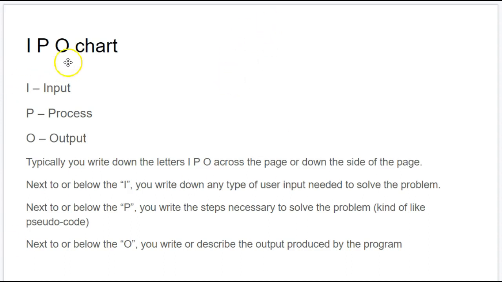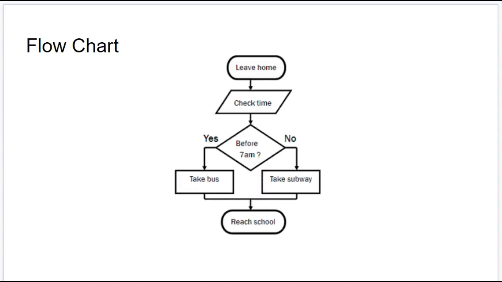IPO chart, simply using the letters I, P, and O, which stand for input, process, and output. Typically, you would write down these letters across the page or down the side of a page, and next to the I, you would write down whatever input from a user you would need to solve a problem. P would be the steps necessary to solve a problem, kind of like the pseudocode. And the O is where you would describe the output that the program would be producing.